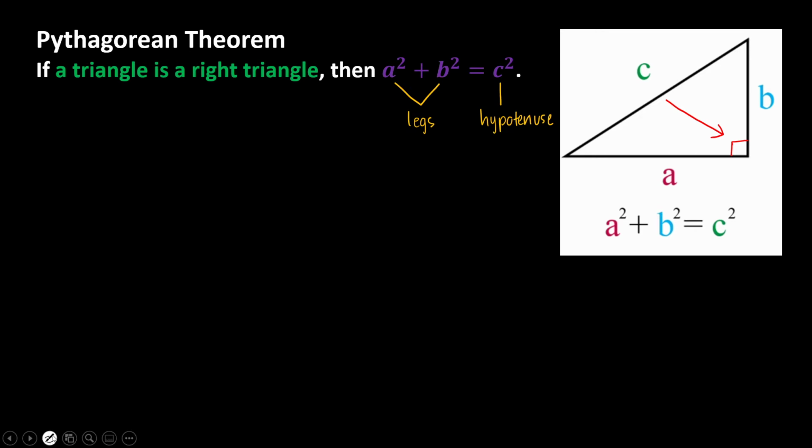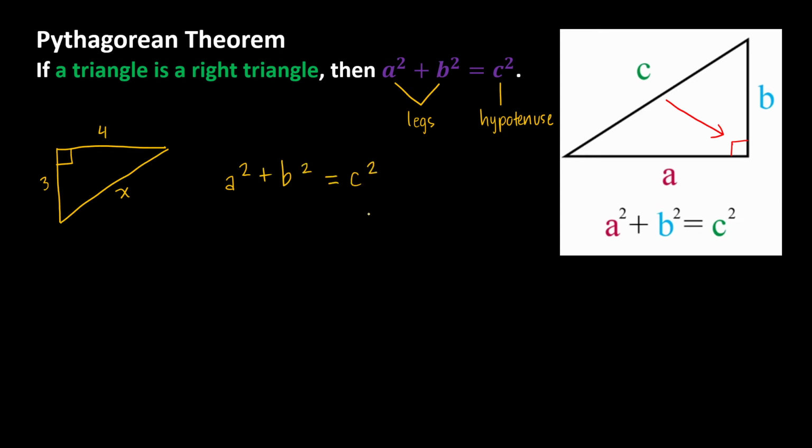We can use the Pythagorean theorem to find any missing side in a right triangle if we are given two sides. So for example, here's our right triangle, and let's say we have a side of 3 and a side of 4 and an unknown side x. So in the theorem, leg squared plus another leg squared is equal to the hypotenuse squared. And in this right triangle, x represents the hypotenuse.